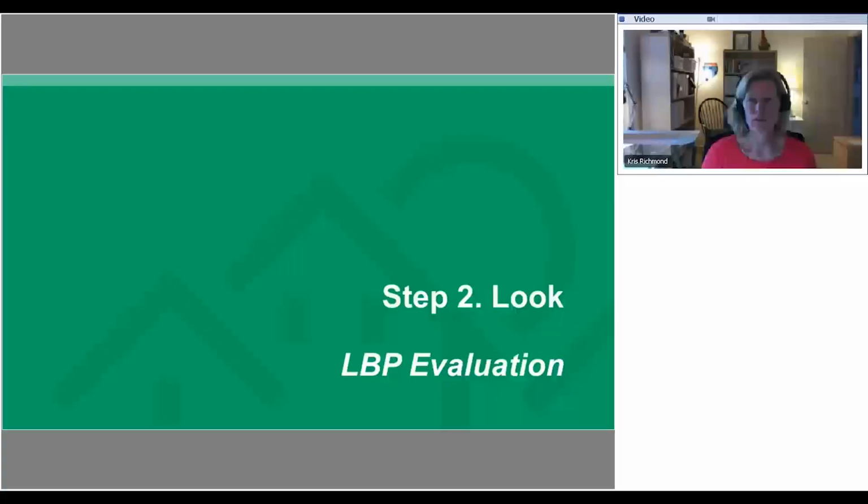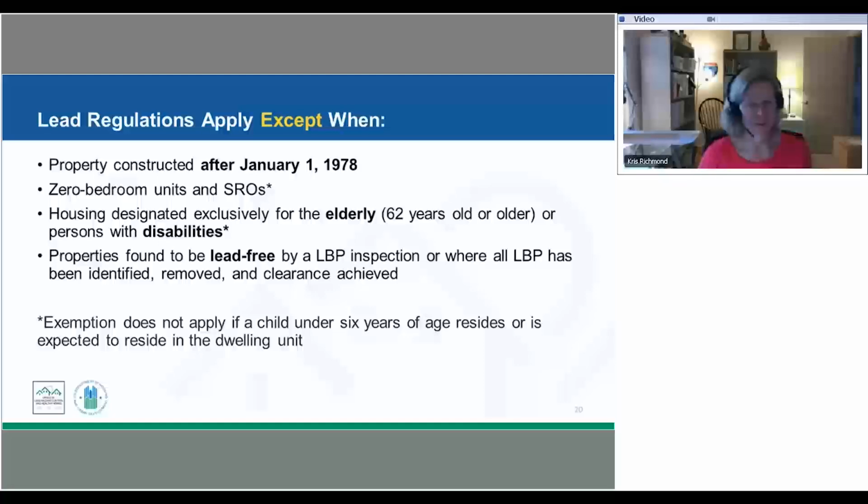Just to clarify, the exemptions are only for properties that are exclusively for the elderly, exclusively for people with disabilities, or 0-bedroom units. So if you have just regular family public housing, it's still going to apply. The lead housing rule applies regardless of whether there's a child living in that unit or not. These exclusions are only if your properties are exclusively for these different populations, for the elderly or persons with disabilities, or 0-bedroom units.